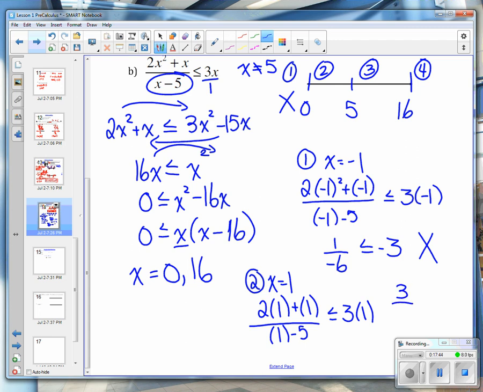1 minus 5 is -4. Less than or equal to 3. It absolutely is. So this we know is going to be a solution. Next one.